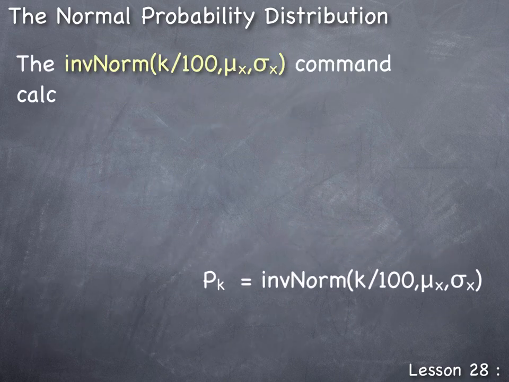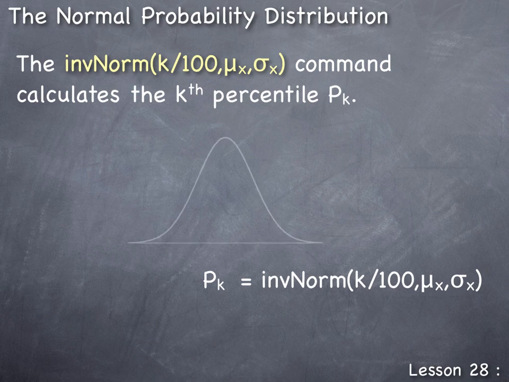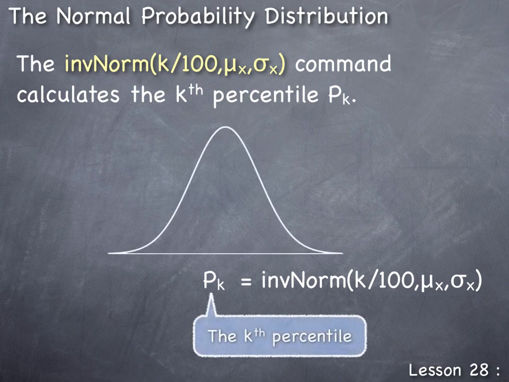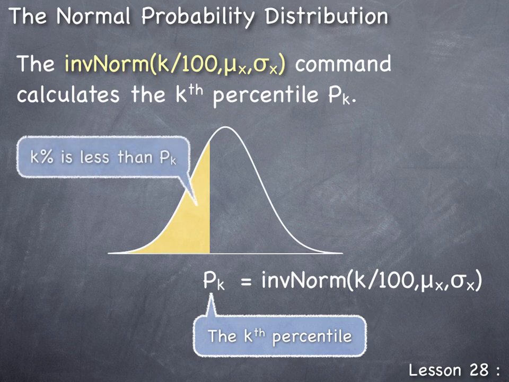The inverse norm command calculates the kth percentile, which is denoted p sub k. And the kth percentile is the particular value of the random variable x, such that k% of all the values are less than that. So here, if we know what the kth percentile is, that is, what percentage of the bell-shaped distribution is less than the particular value we seek, using the inverse norm command can find that corresponding value.